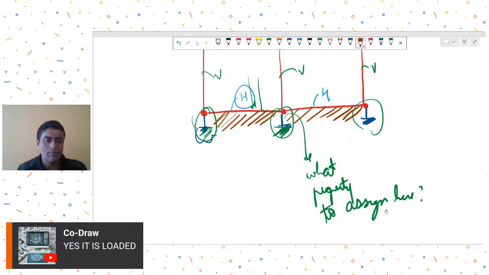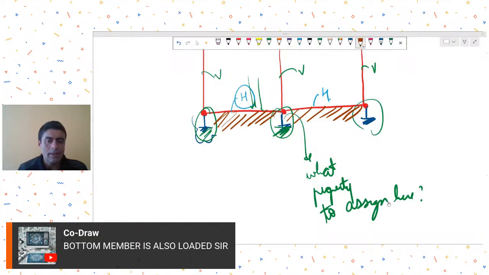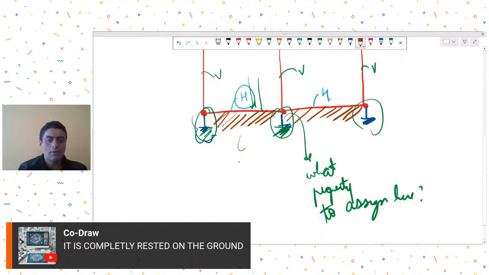Mr. Devlin is informing it is loaded, but it is completely resting on ground, right? Although it's loaded, it is fully rested on the ground. So its own bending moment can be ignored. I would say that, assuming that the ground is rigid and the horizontal member is completely in contact with ground, you could ignore the bending of this horizontal member. So you could even ignore this member from your model.